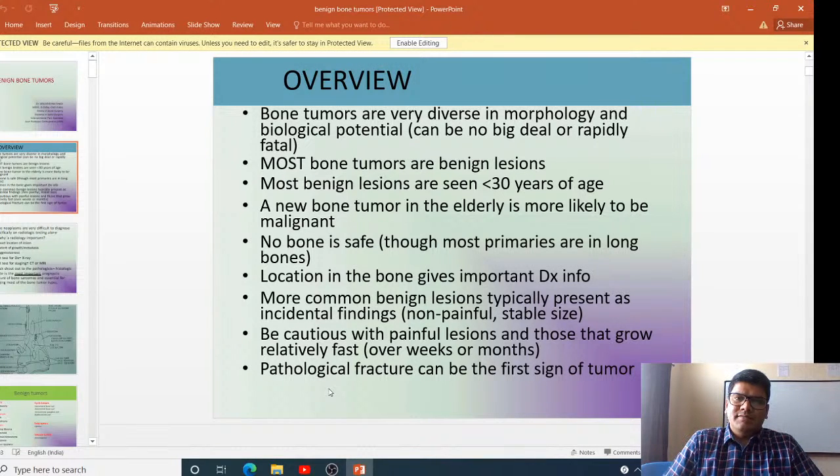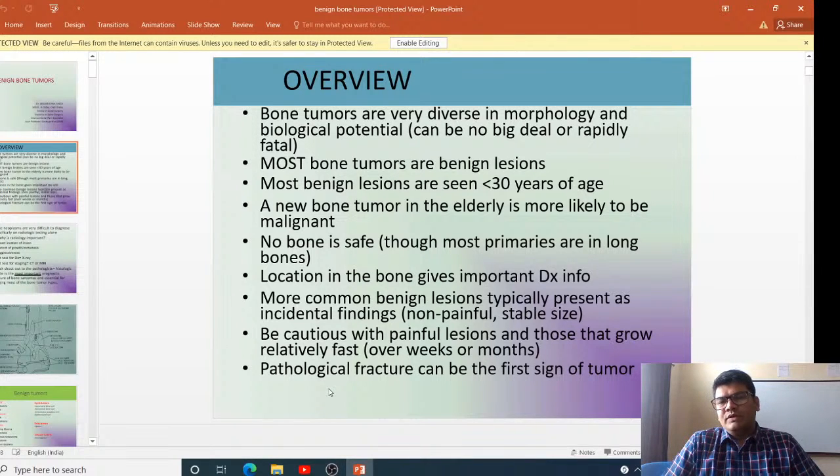Most bone tumors are benign. Most benign lesions are seen below 30 years of age. A new bone tumor in the elderly is more likely to be malignant than benign. And no bone is safe. The bone tumor can occur in any bone.